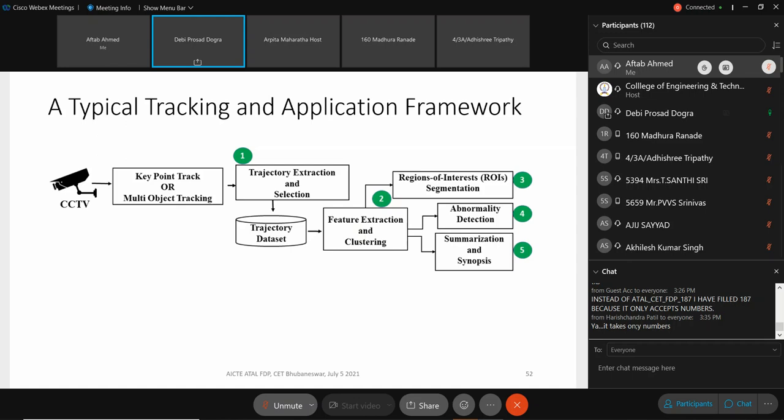Then you do some applications, like region of interest segmentation. You want to understand, based on the movement of these people, which part of the scene is more important or more interesting. That is point number 3 here. Similarly, you want to do abnormality detection; I'll show you how that works. Then you want to do summarization and synopsis, which is another interesting area.